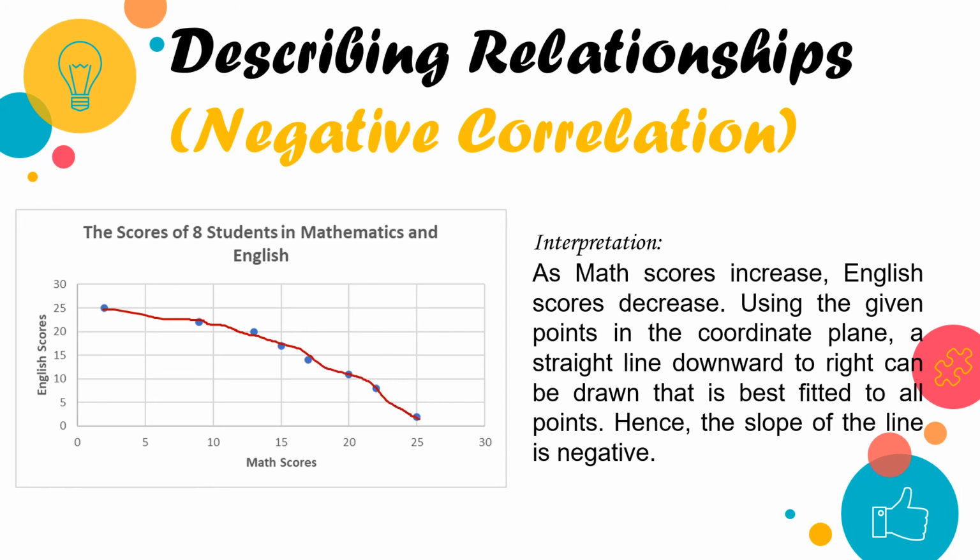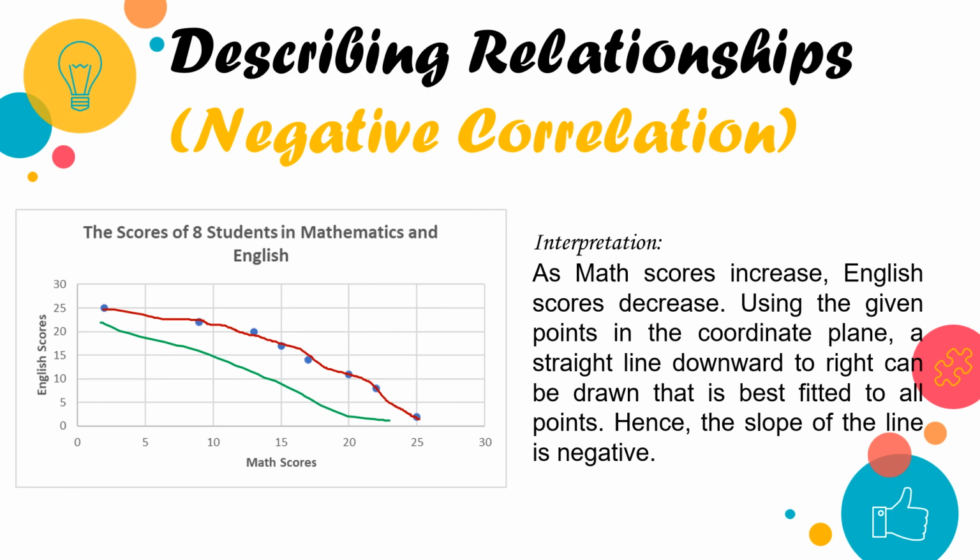It goes downward. Okay? Let us draw another line, downward. Okay. So as math scores increase, English scores decrease. Using the given points in the coordinate plane, a straight line downward to the right can be drawn that is best fitted to all points. Hence, the slope of the line is negative. Okay. Therefore, this is an example of a negative correlation.